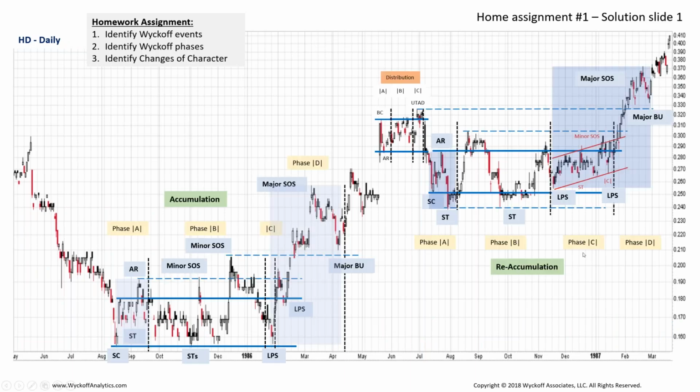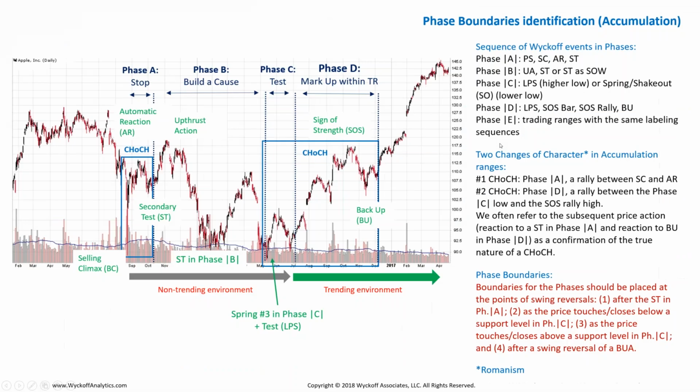Okay, so with each of these slides for the homework, I'm going to give you guys my interpretation, and you could go through this as a homework and just observe all of the labeling that I've done here. In these gray boxes, I'm identifying changes of character and so on and so forth. So hopefully that's helpful.